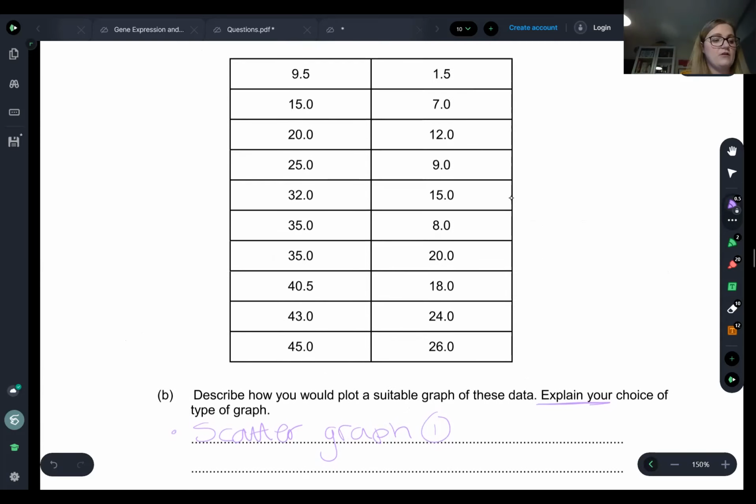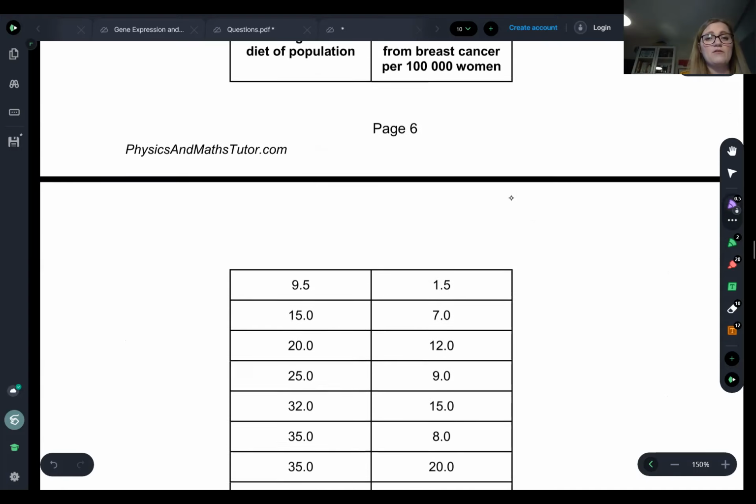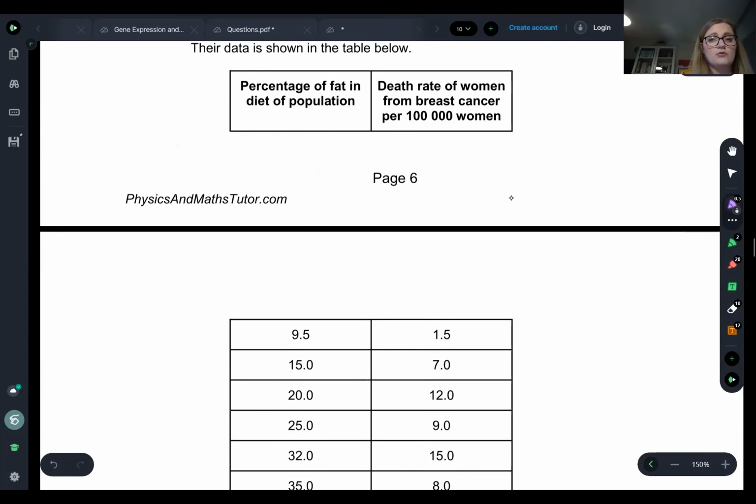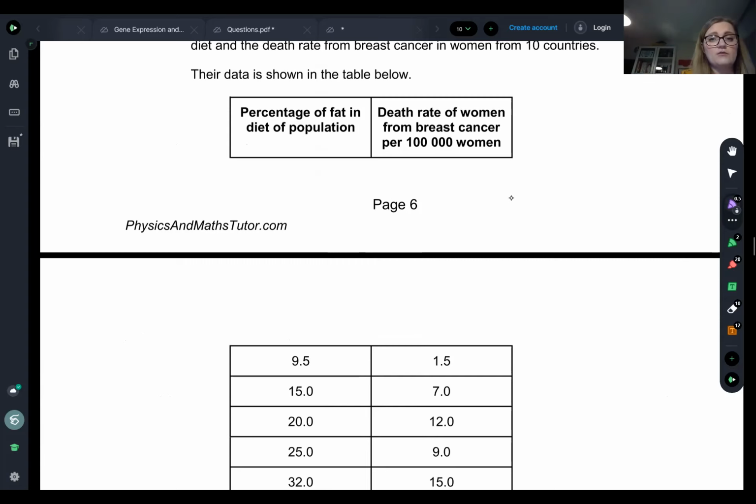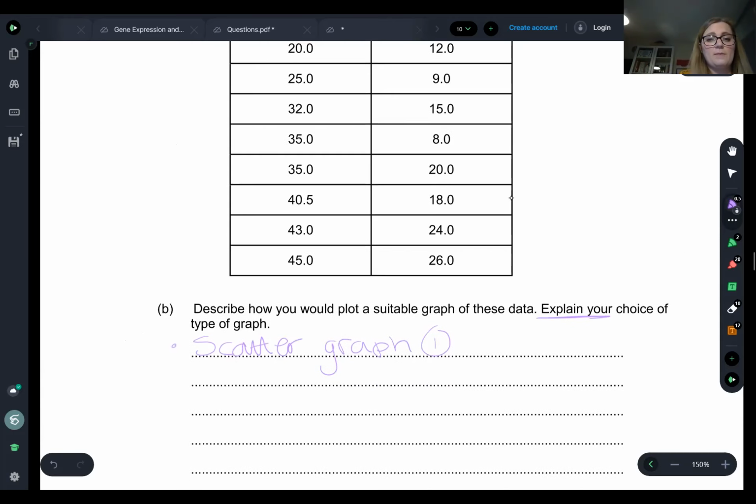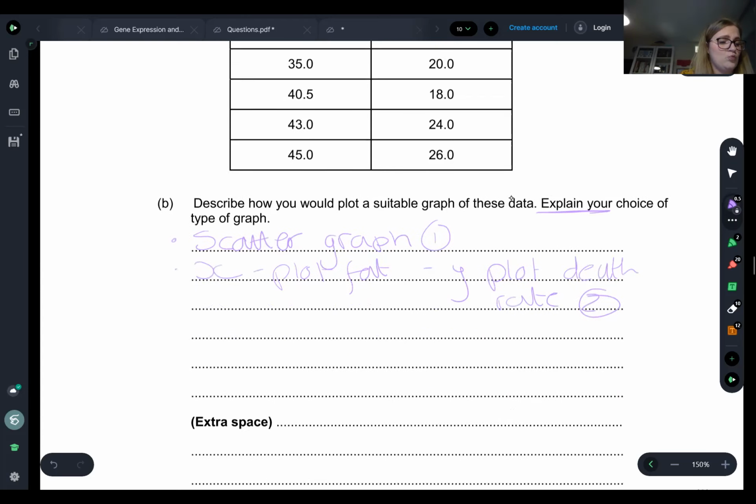So what would that scatter graph look like? Well, basically, you're going to want to say what's going to be on your x-axis and what's going to be on your y. On your x, you're going to want to put percentage of fat in the population. Your y-axis, you're going to want to put the death rate. So here, on the x-axis, you would plot fat, y, plot death rate. That will give you a second mark. Third mark, why? Why are we using a scatter graph? Well, we're using a scatter graph because we're looking at a relationship between two variables.